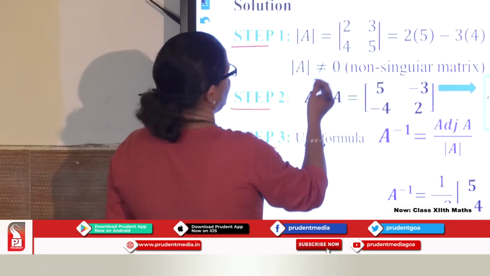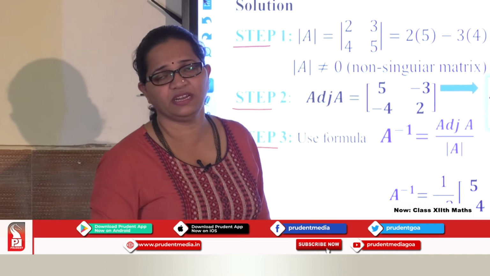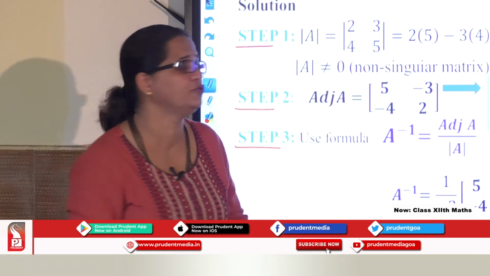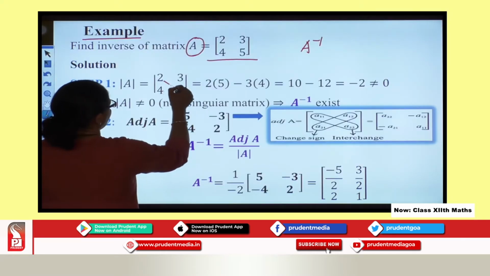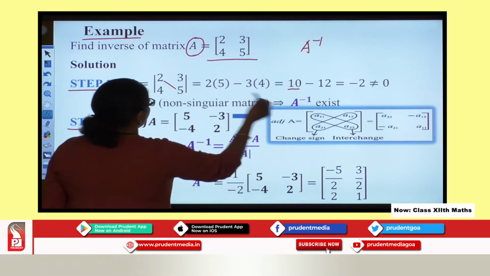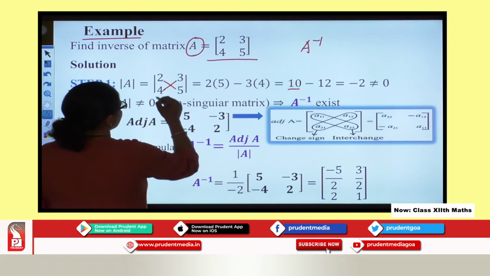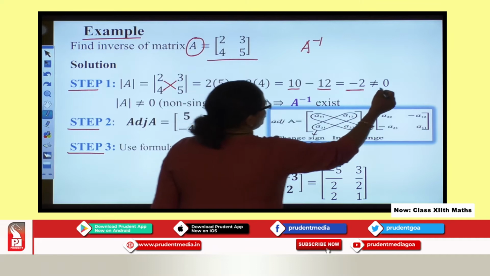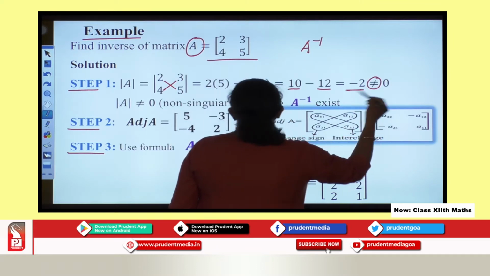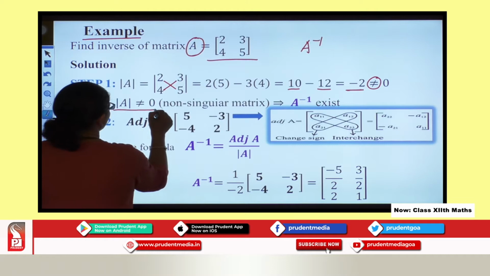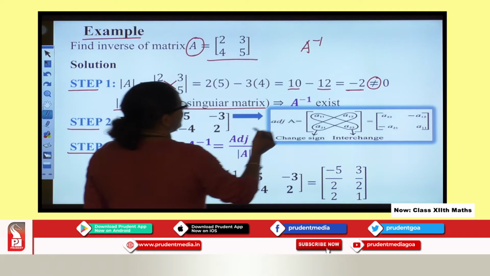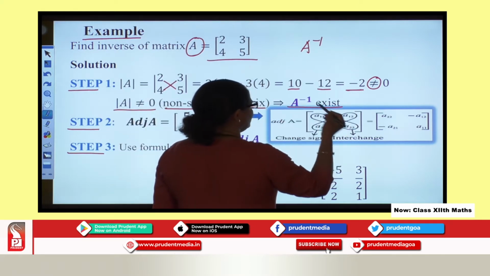So here we go. First step says find the determinant, and you know how to find the determinant of a matrix of order 2. So 5 2s are 10 minus, you multiply these 2 entries, 4 3s are 12. When you subtract, you get minus 2. It is not equal to 0. That means the determinant of A is not equal to 0, so it is a non-singular matrix, and hence A inverse exists.